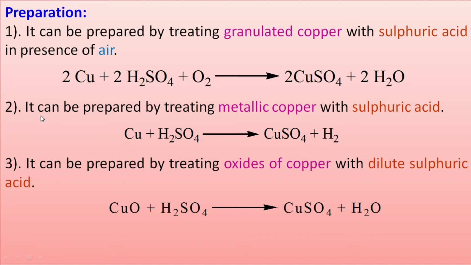Second preparation. It can also be prepared by treating metallic copper with sulfuric acid. So whenever metallic copper is treated with sulfuric acid, copper sulphate will be formed and hydrogen gas will be liberated. Third preparation. It can be prepared by treating oxides of copper, that is copper oxide, with dilute sulfuric acid. So copper oxide, whenever treated with dilute sulfuric acid, gives copper sulphate and a water molecule is released. So these are the three different preparations of copper sulphate.